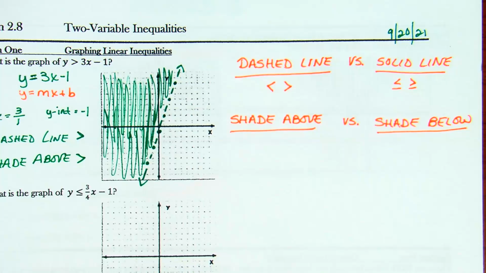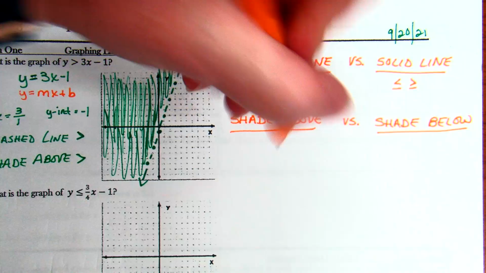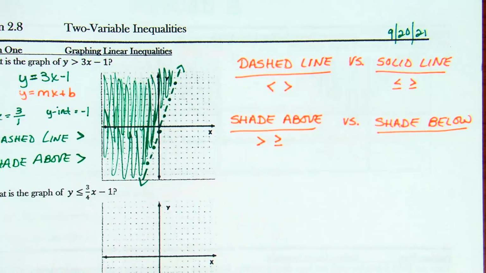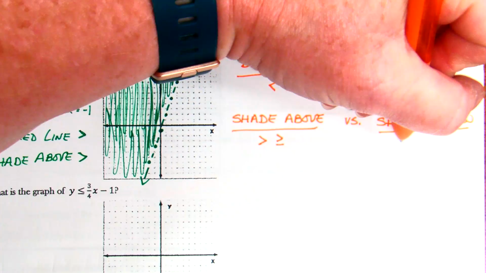When does it make sense to shade above? When y is greater than your actual equation. When y is greater than, it could be greater than, it could be greater than or equal to. When are we going to shade below? When y is less than or less than or equal to.